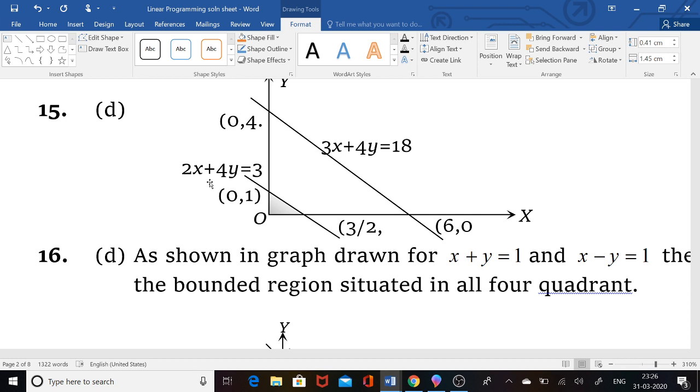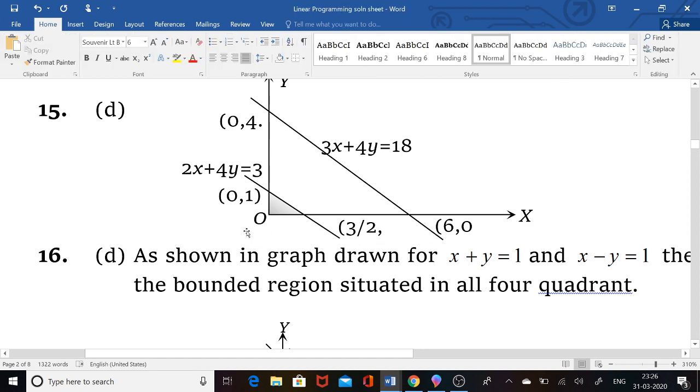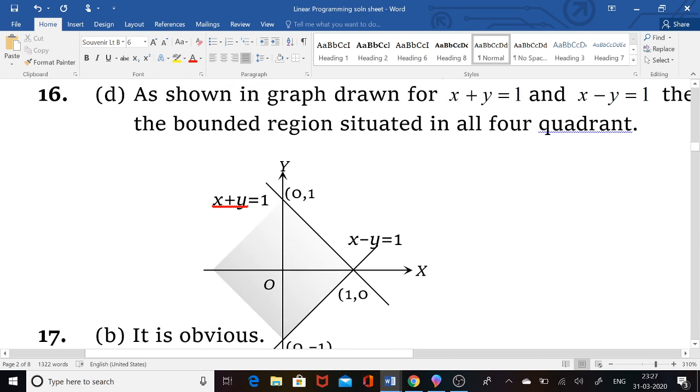So the answer is D for the 15th one. For the 15th it is D, none of these. Because see, your 0 comma 2 is not there, 4.8 comma 0 is also not there, 0 comma 3 is also not there. So basically none of these is the answer for this one. For the 16th one. No, for the 15th one, sorry. For the 16th one.